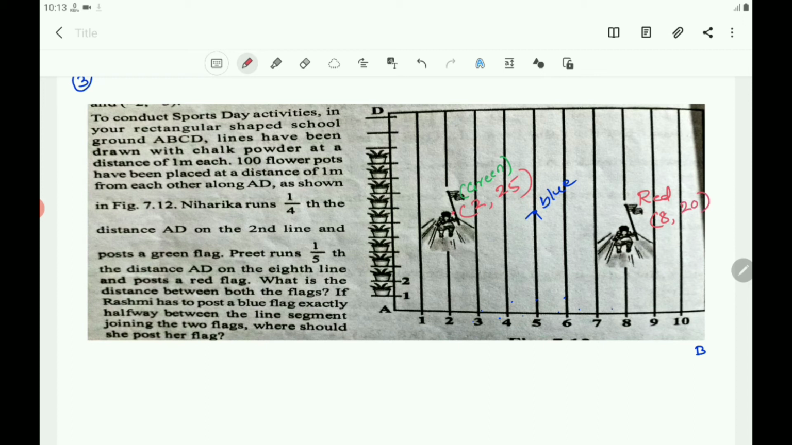Now we have to find the distance between the 2 points. Let us consider this is a point A and this is a point B. So we have to find AB, and also here there is a blue flag at the midpoint of the line joining AB. So we have to find out that point.